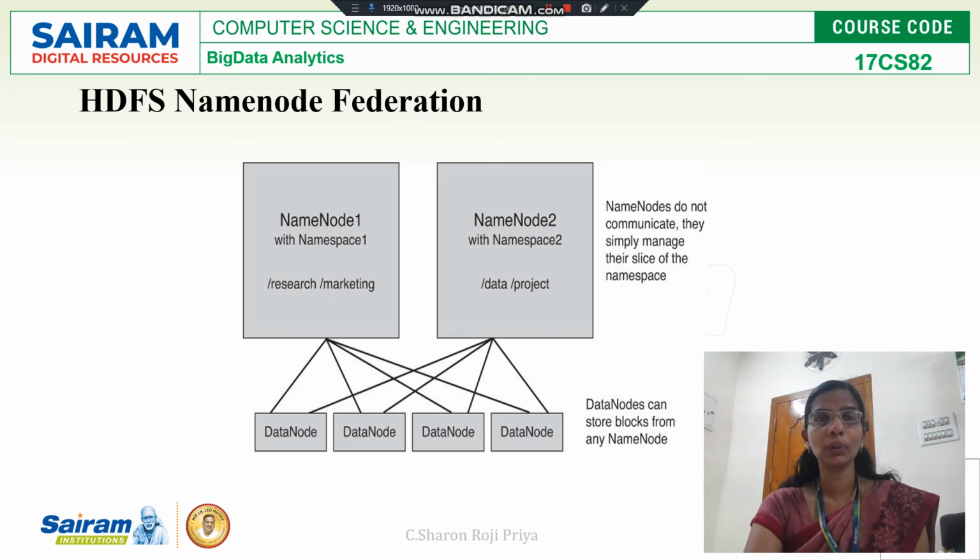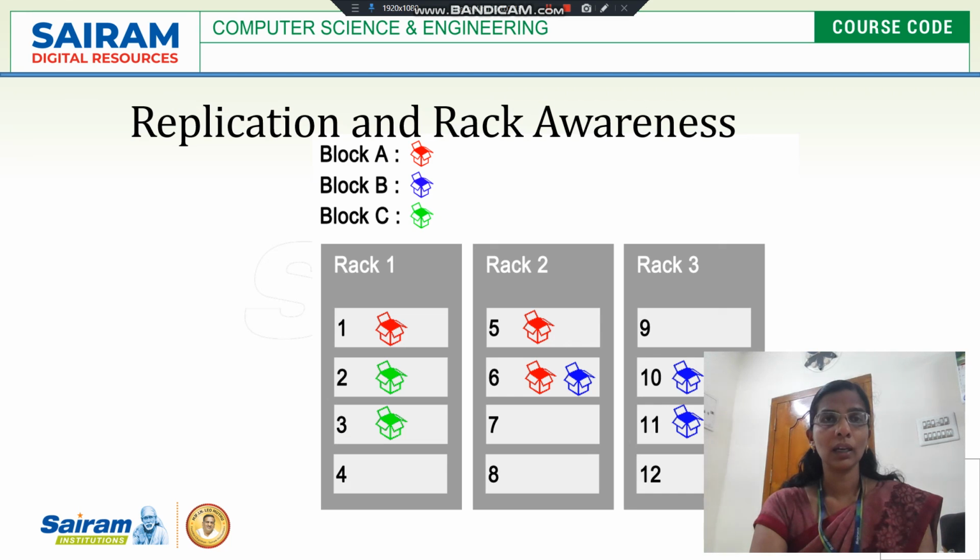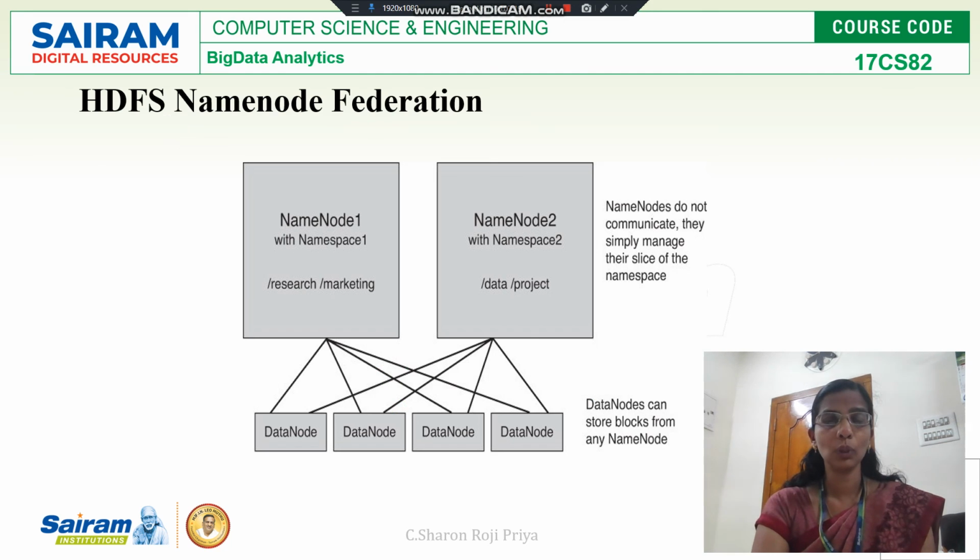So this is all about the entire description of HDFS components. We have seen about the name node, secondary name node, high availability, rack awareness, and we have seen about safe mode, and at last this name node federation.